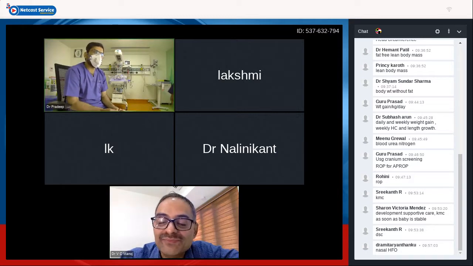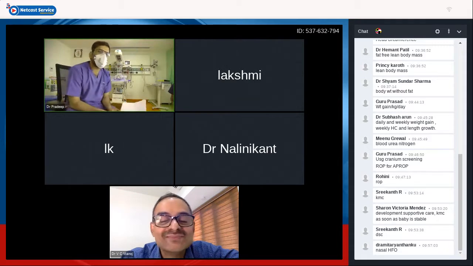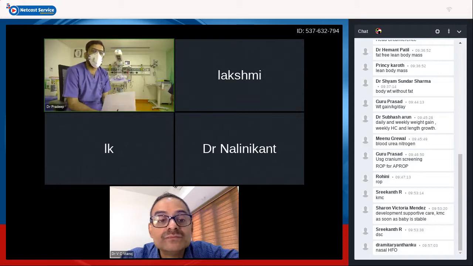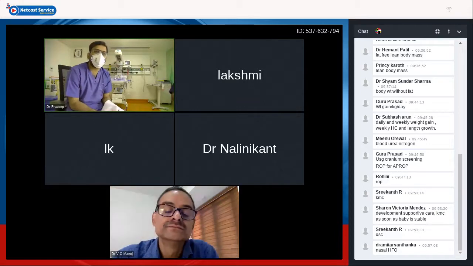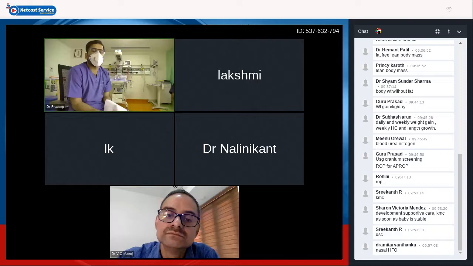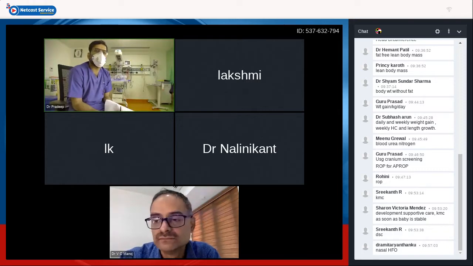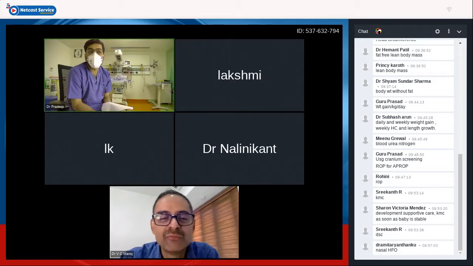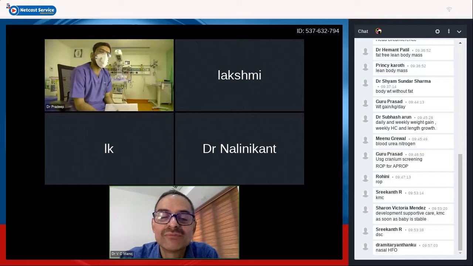So the evidence says it will improve exclusive mother's milk at 40 weeks, and it also decreases the length of hospital stay and decreases sepsis, and it also increases the weight, length and head circumference of the child. Okay. And also helpful in neurodevelopment. Anything more? Some new concept? New concept in KMC.